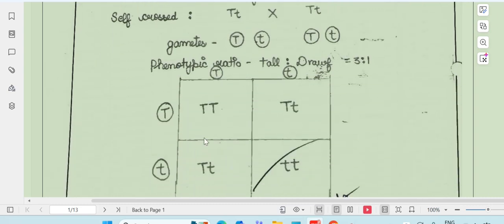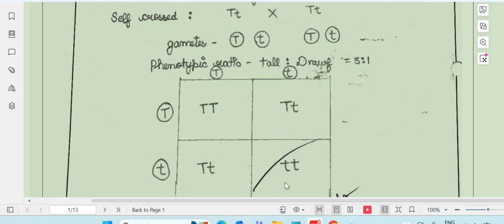This is the Punnett square. You put the gametes here, capital T, small t, capital T, small t. After crossing, you get the results here: capital T capital T, capital T small t, capital T small t, and small t small t. This one is showing the tall. These two are also tall. The hybrids are tall, and only small t small t is the dwarf. So the phenotypic ratio is 3:1, 3 tall, 1 dwarf.